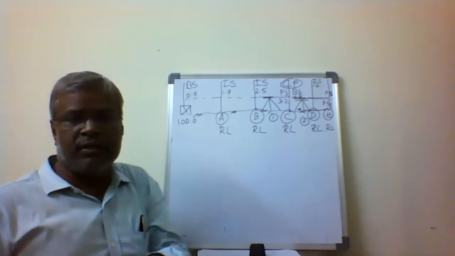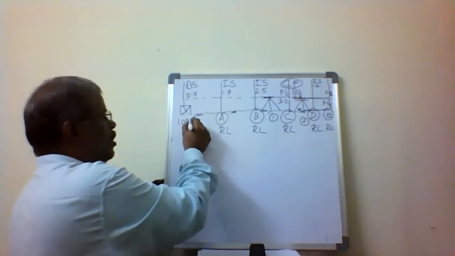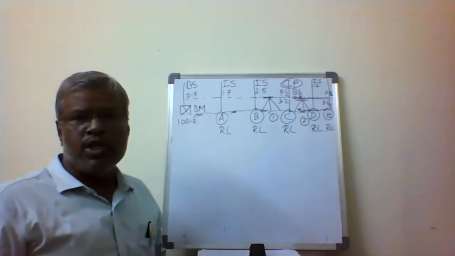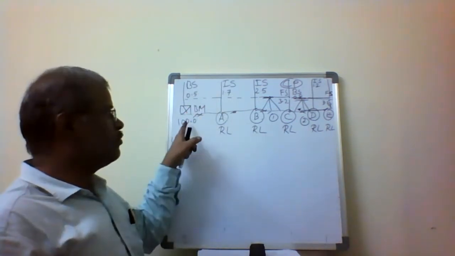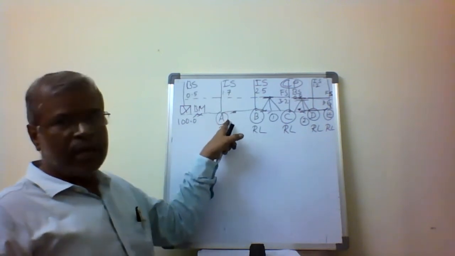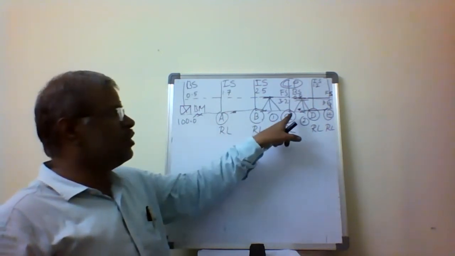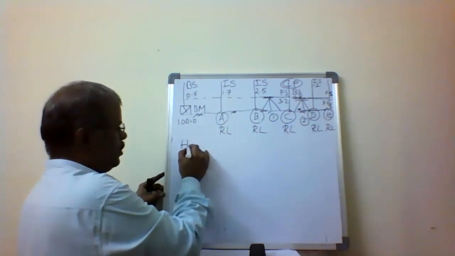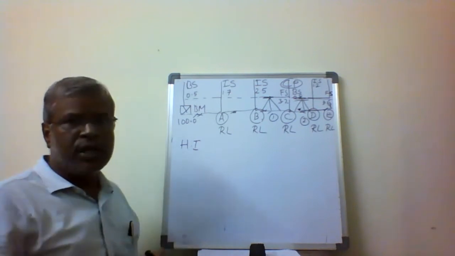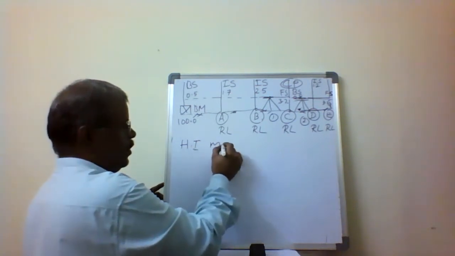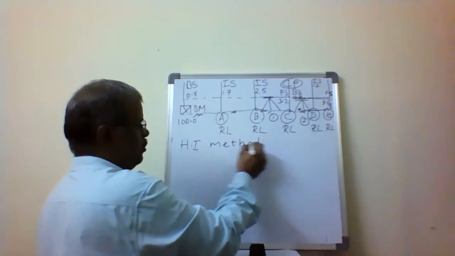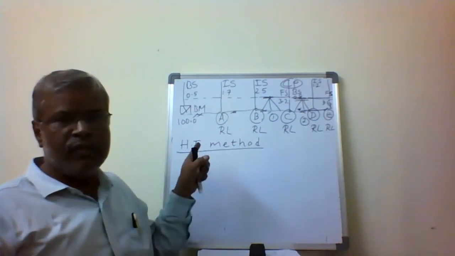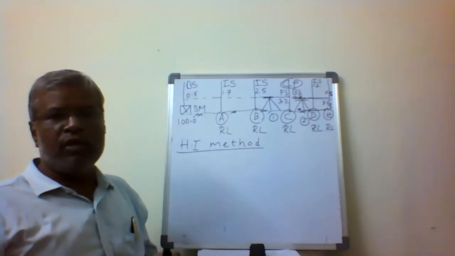I have to calculate these using the benchmark of known elevation. From this known elevation, I have to calculate the elevations of A, B, C, D and E by using the height of instrument method. So first, we know the elevation of the point, the known elevation. To the known elevation, we are going to add it.